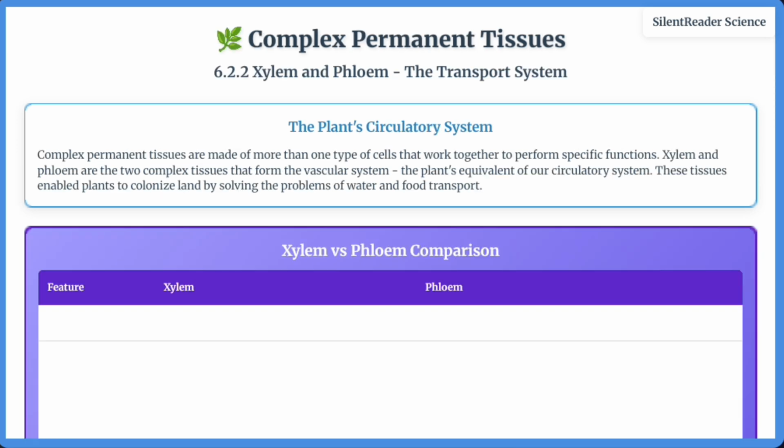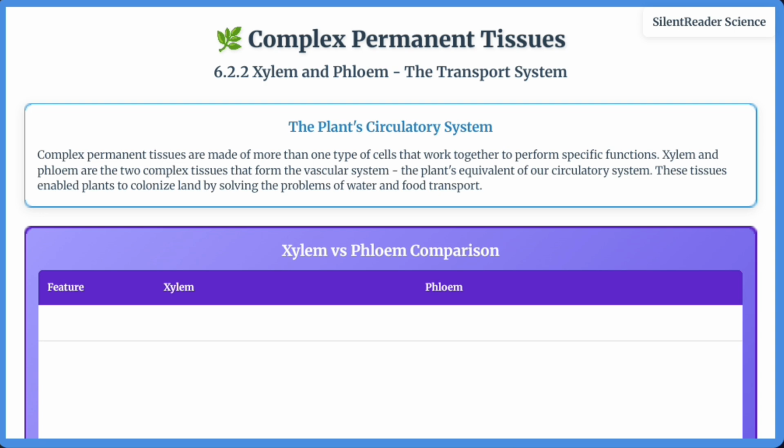Let's discover the complex permanent tissues, xylem and phloem, which form the plant's transport system. Xylem conducts water and minerals upward from roots to leaves through tracheids and vessels, mostly dead cells with lignified walls. Phloem transports food throughout the plant through sieve tubes and companion cells, mostly living cells.